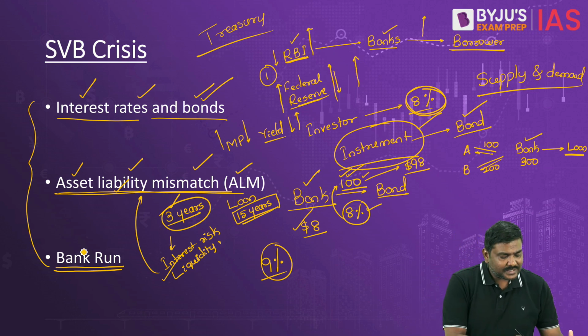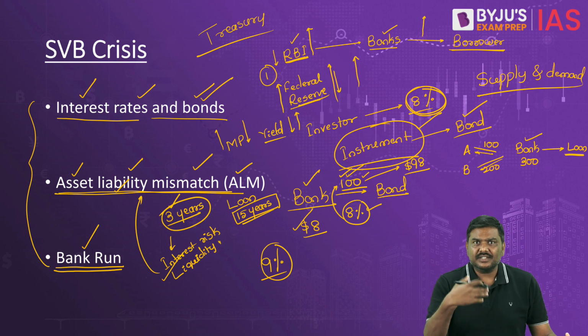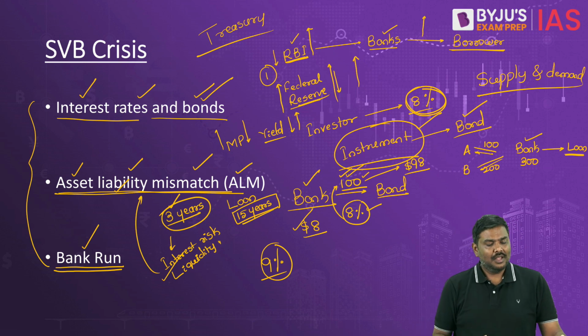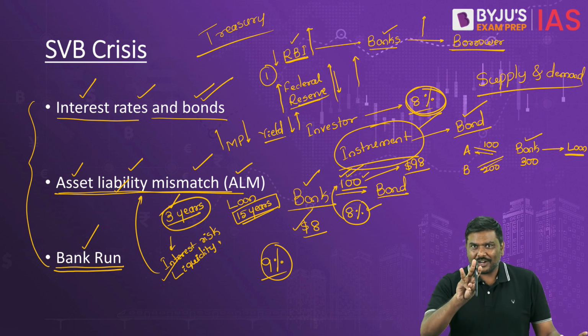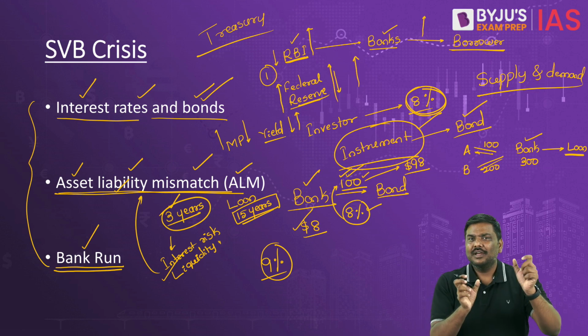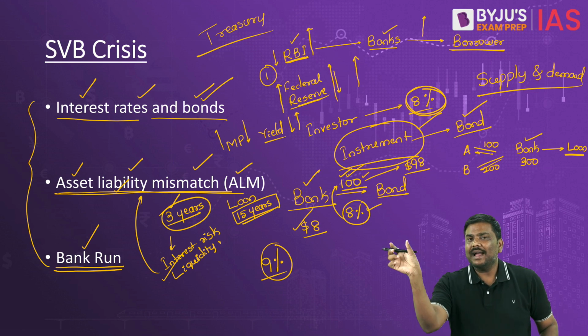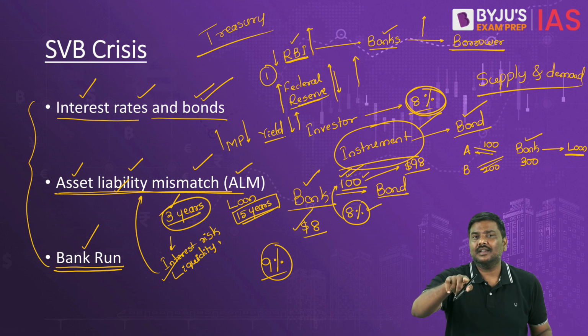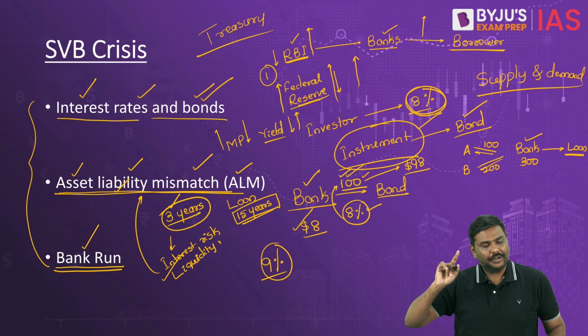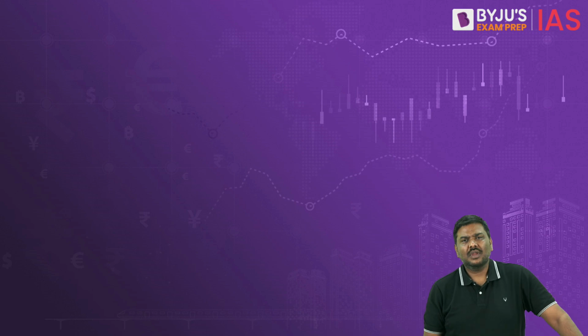This situation is referred to as a bank run. Now, these are the three very important concepts. We'll connect all of them with Silicon Valley Bank and understand what has actually happened there. What is the impact of it? Let's start with a story here.